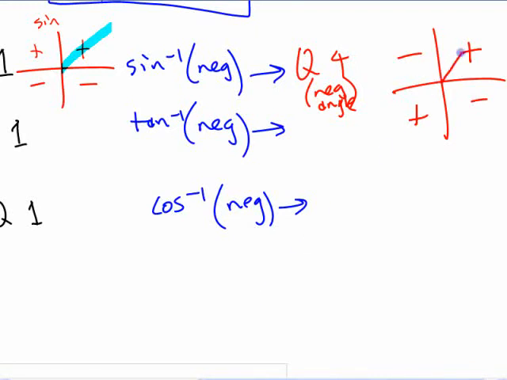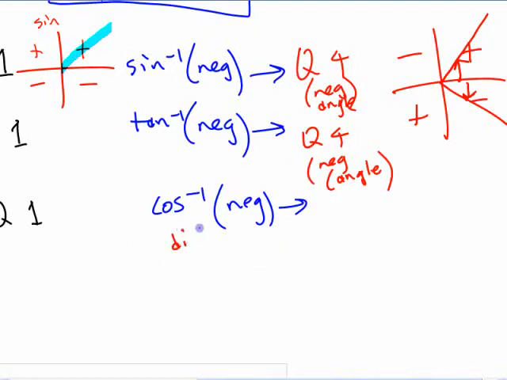If you put in a positive ratio, it goes here. If you put in a negative ratio, it just gives you a negative angle going backwards. Okay? Quadrant 4, negative angle. However, this one is different. Let's label it as different. Where does it give you an angle here?